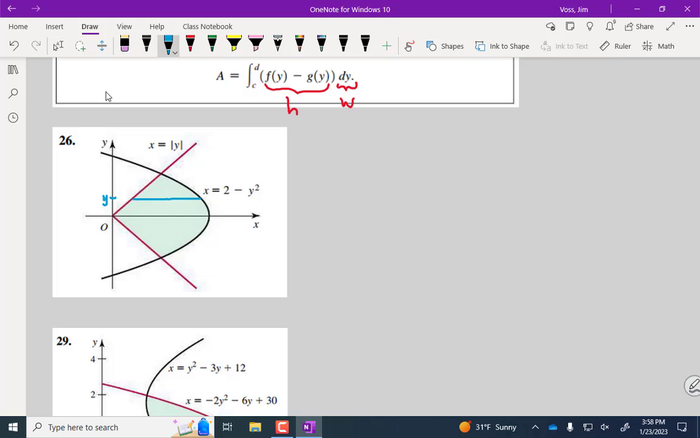is defined differently for different pieces of the domain. So what about this red curve here? This one has equation x equals y. Whereas what is the equation of this one? Yeah, that's going to be x equals negative y.